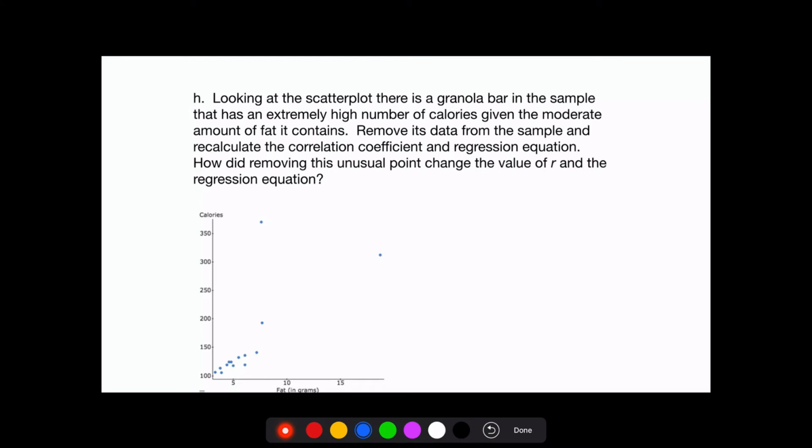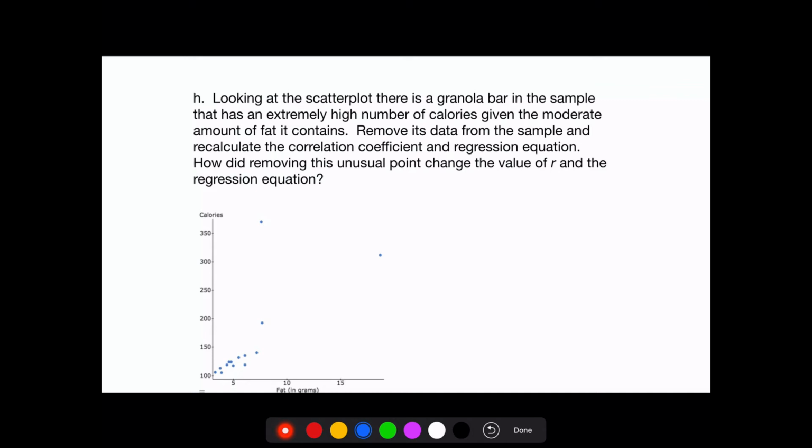Looking at this scatter plot, there is a granola bar in the sample that has an extremely high number of calories given the moderate amount of fat it contains. Remove its data from the sample and recalculate the correlation coefficient and regression equation. How did removing this unusual point change the value of r and the regression equation?